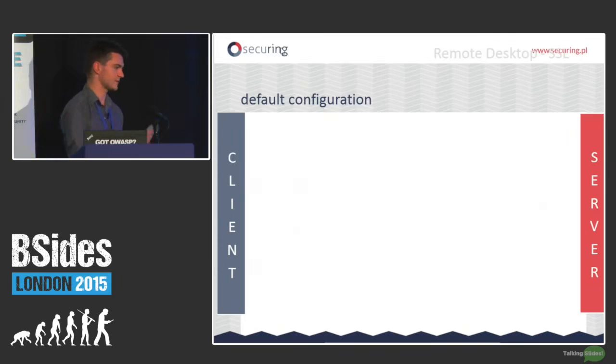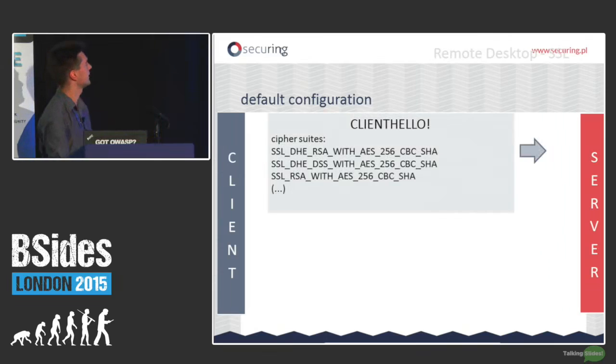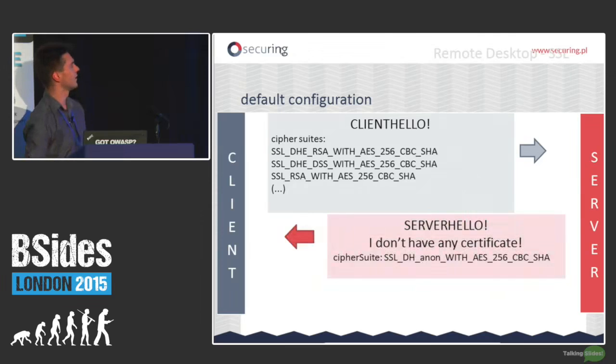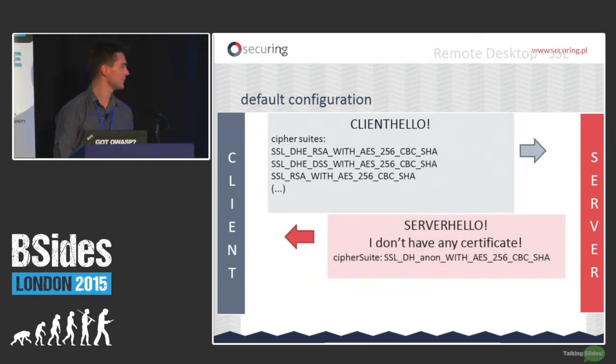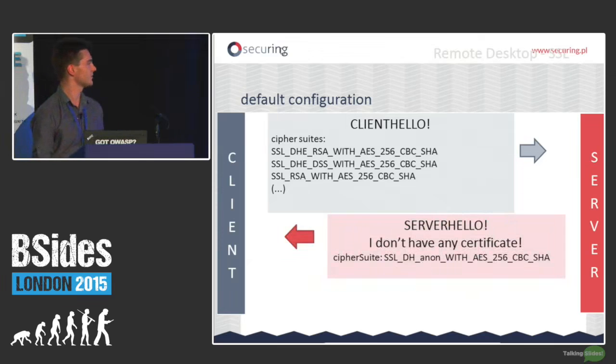Okay, so let's focus on the SSL version of this solution. The default configuration was like that. The client connected with his cipher suites. The server responded with no certificates and this cipher suite. So what's specific about this cipher suite? Yeah, it's anonymous. So if you do a man-in-the-middle attack, you don't have to put in any certificate, because the server does not send any certificate. Okay, it was the default configuration.